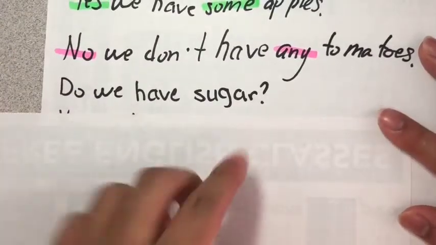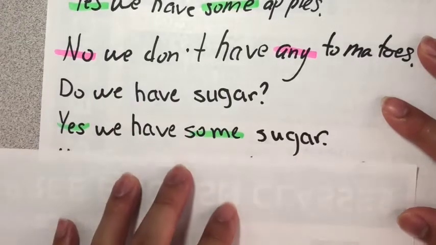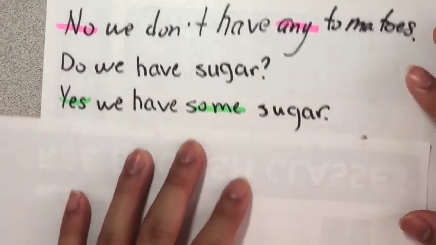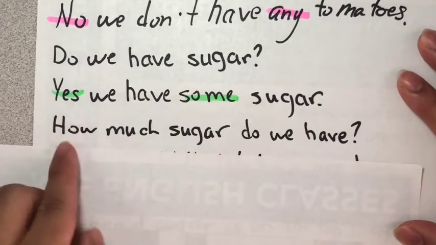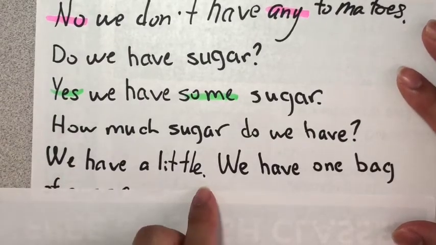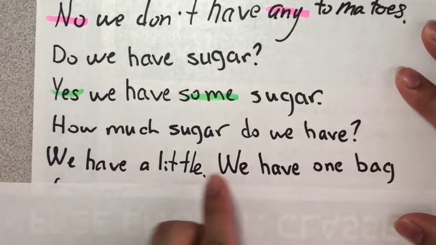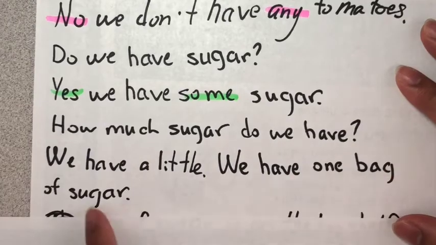Do we have sugar? Yes, we have some sugar. And now if we ask, how much sugar do we have? We say, we have a little. Or if we want to say the amount of containers, we can say, we have one bag of sugar.